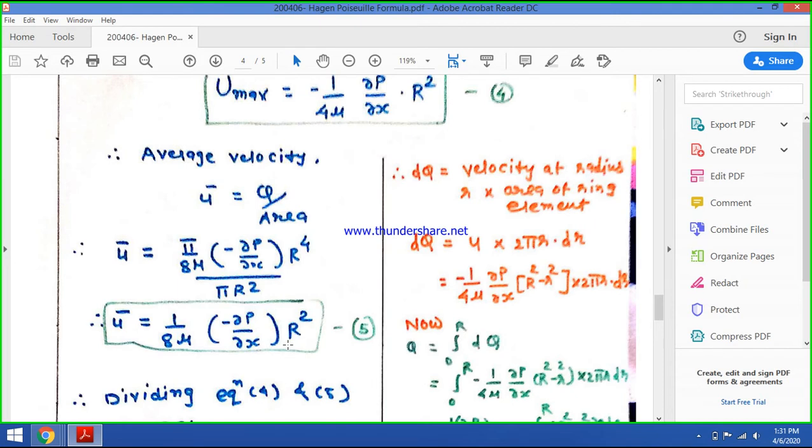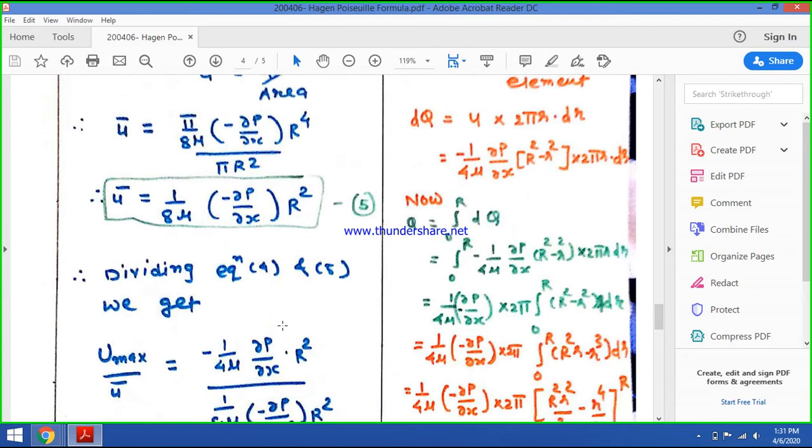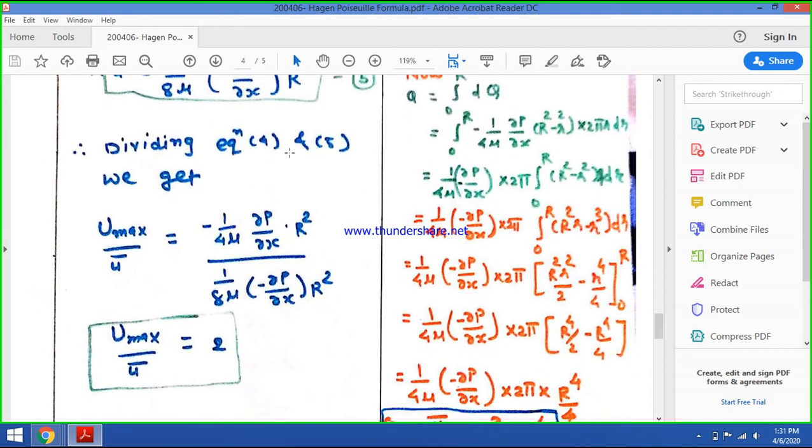Okay, so from equation number 5 and 4 you will get the ratio of maximum velocity to the average velocity. So by dividing equation number 4 and 5, we get u maximum upon average velocity is equal to minus 1 upon 4 mu del p by del x into capital R square upon 1 upon 8 mu minus del p by del x into R square. Okay. So by simplification, you will get the ratio of maximum velocity to the average velocity is equal to 2. Okay. So we found the second terminology that we had to find out for the relation.